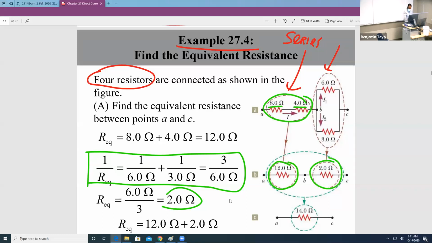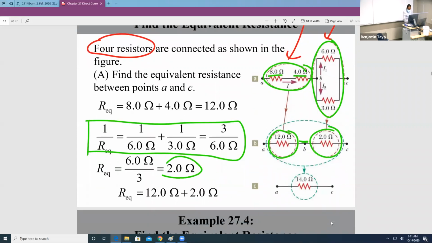All right. Then all of this is going to be in series with all of that. So add those up again together. You get 14 ohms. I think that's pretty straightforward to do. Okay.